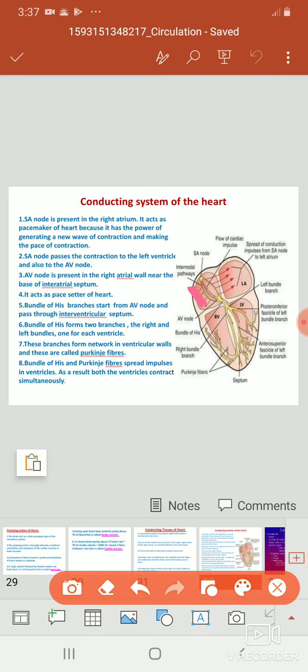The SA node passes the contraction to the left atrium and also to the AV node. Here is the location of the AV node, and it passes to the left ventricle as well. The AV node is present at the right atrial wall near the base of the interatrial septum. It acts as a pace setter of the heart. The bundle of His branches start from the AV node.